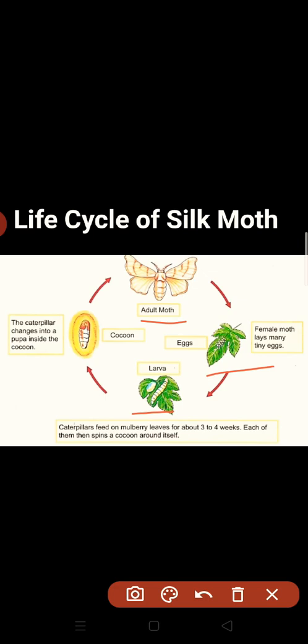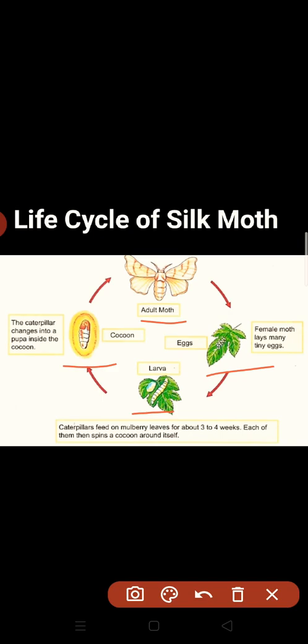They feed on mulberry leaves for 3 to 4 weeks. Then each of them spins a cocoon, or spins threads around them. When they spin the thread around them, the insect inside will be called a pupa, and the covering will be called a cocoon.